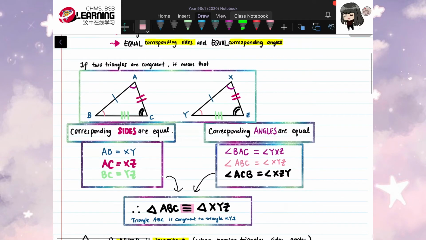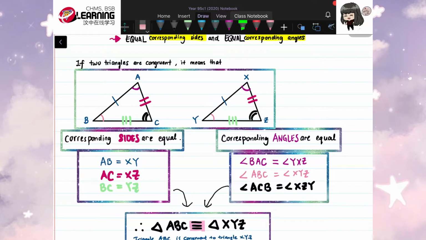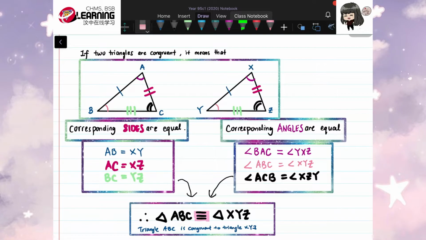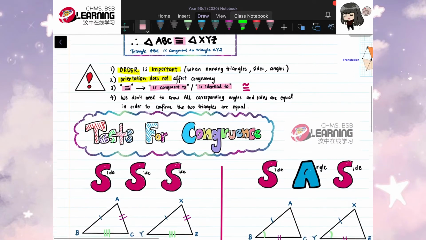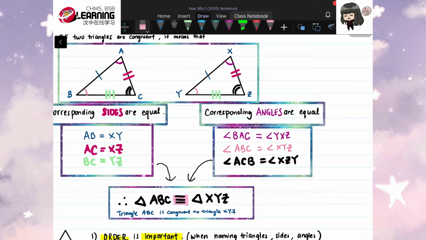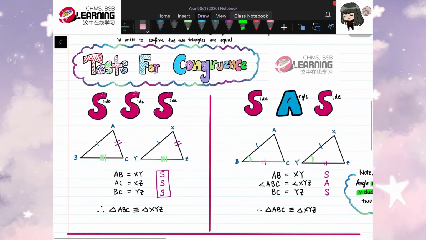To prove that two triangles are exactly the same, congruent, we have to make sure that all three sides are equal and all three angles are equal. So there are 6 items altogether that you need to mention so that you can prove that they are congruent. However, we have tests for congruence, which means we don't need to mention all 3 sides and 3 angles. Instead of 6 items, we can mention only 3, but there's a certain condition.